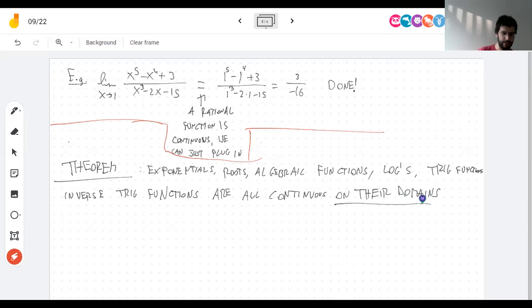This is important because if you're not in the domain, for example, you try to look at the logarithm at 0, where it's not defined, it's not going to be continuous. But if you try to look at the logarithm at 3, where it is defined, then it is. So that's it. Every function is nice.